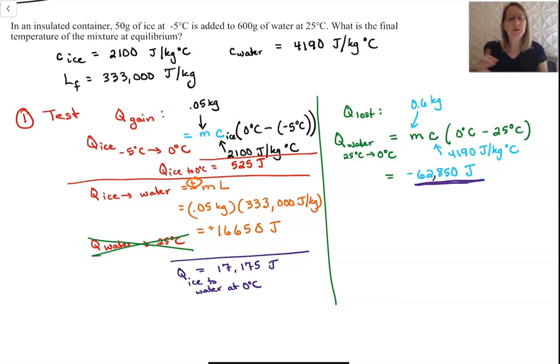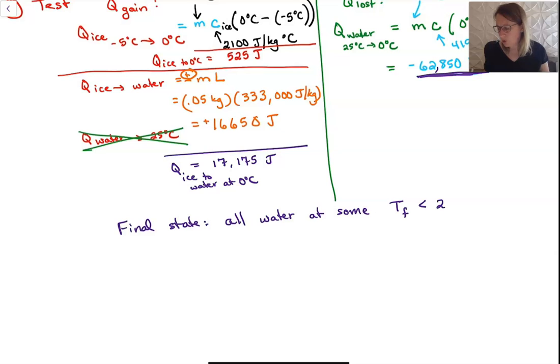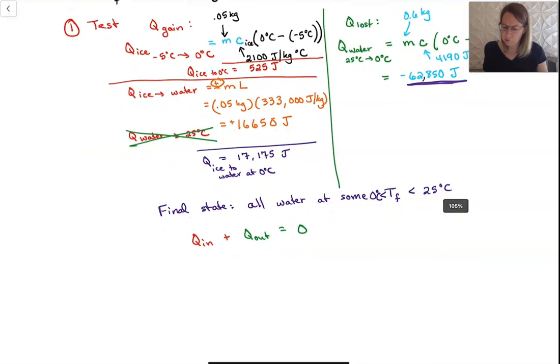And so what that tells me is they're going to meet somewhere in the middle. So my final state is going to be all water at some final temperature, which should be in between 25 C and 0 C. Now we finally look at our Q in plus our Q out is equal to 0. And let's look at the numbers we can use.